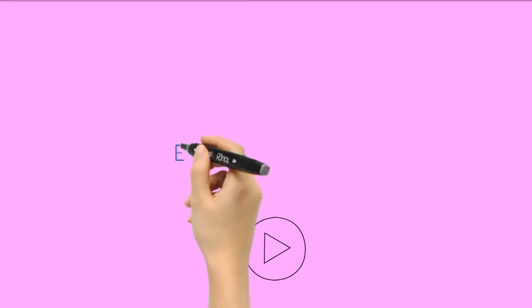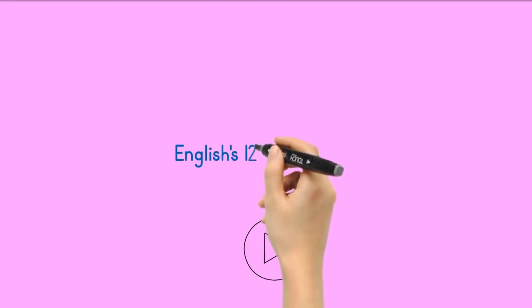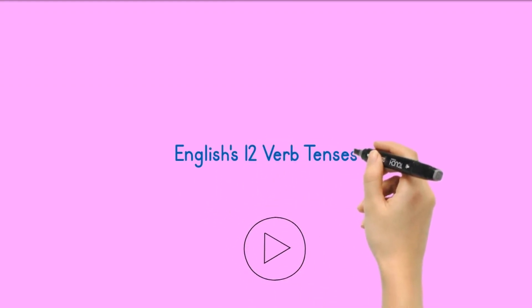There are 12 verb tenses in the English language. This video will introduce you to all of the verb tenses and offer a short explanation of when each one is used. The 12 verb tenses are as follows: the present simple, the past simple, the future simple, the present continuous, the past continuous, the future continuous, the present perfect, the past perfect, the future perfect, the present perfect continuous, the past perfect continuous, and the future perfect continuous.